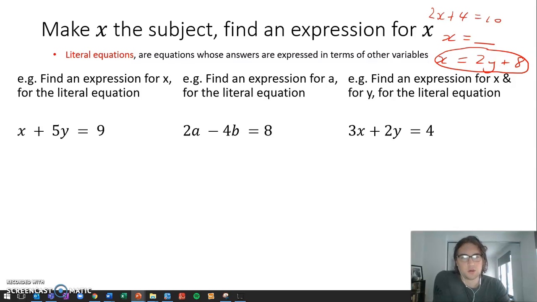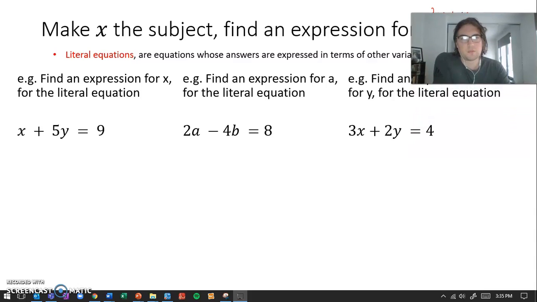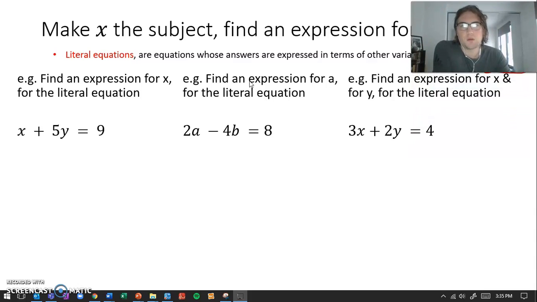I'm going to go through these three questions just here. When it says find an expression for x, what that's saying is you want your answer to be x is equal to. That's also called making x the subject. When you're asked to make something the subject, it's asking you to find x by itself. So really, for this equation, I want to have the answer as x is equal to.